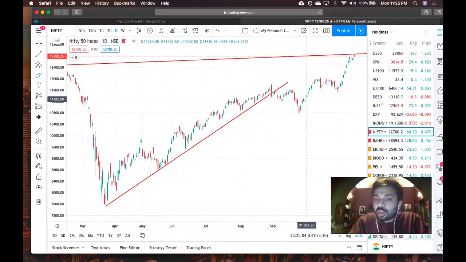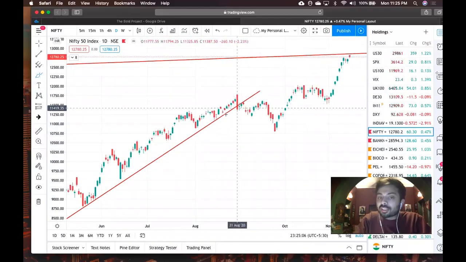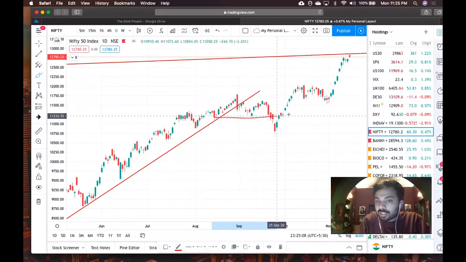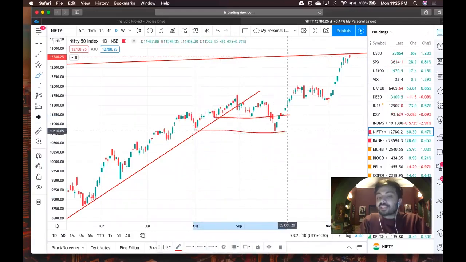And I already told you, once the trend line is broken, what are the targets? Target number one is this, target number 2 is this. Exactly those levels were achieved, and exactly at those levels markets are bouncing back. So that is what I'm trying to tell you guys.